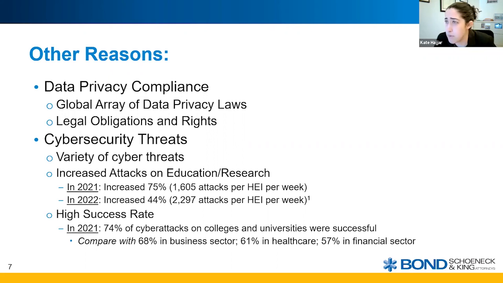Just by way of example, in June of 2020, the University of San Francisco was hit with a cyber attack and a demand for $3 million in order for the university to get access to the data that was compromised. Ultimately, the university ended up paying $1.1 million in order to get back access to its data.